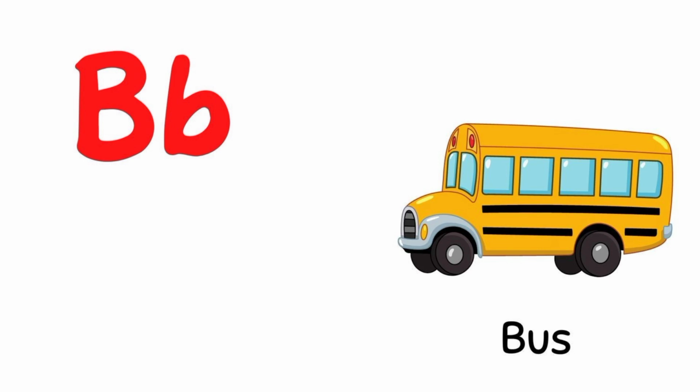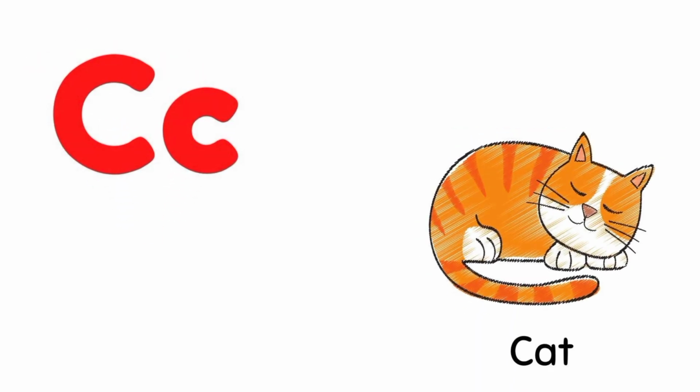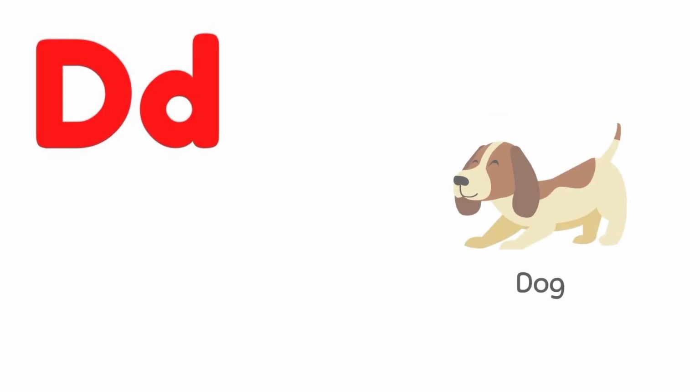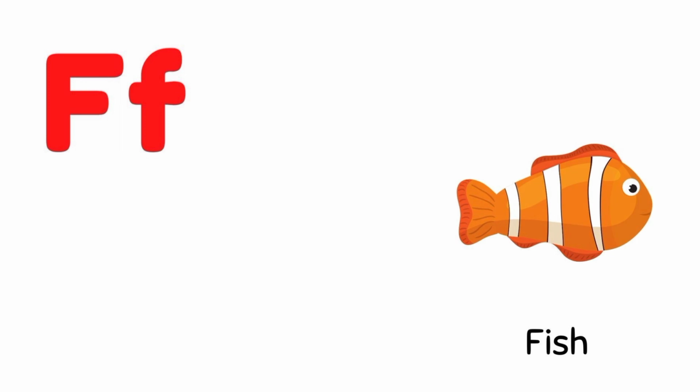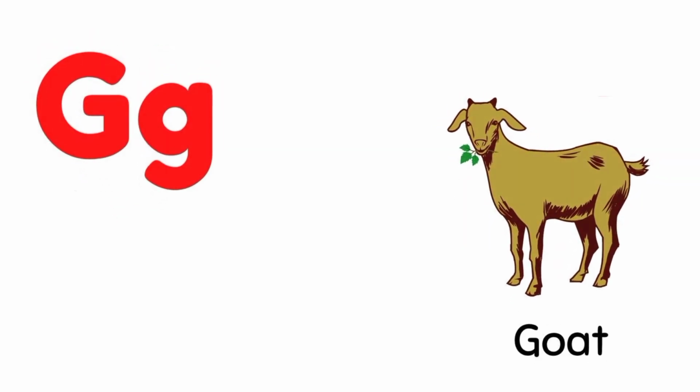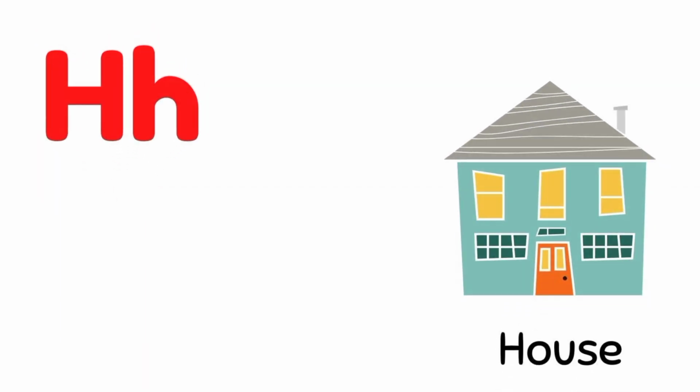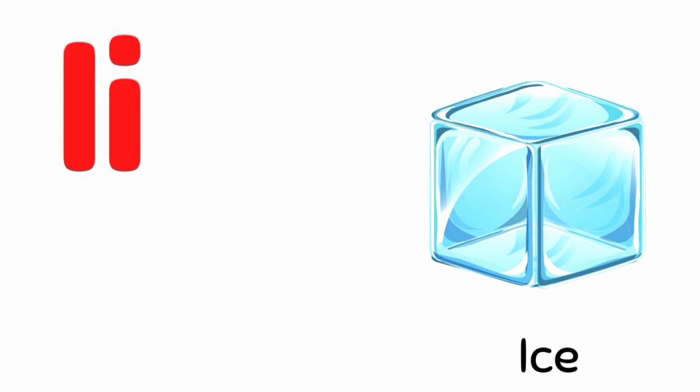Bus. C. C for cat. D. D for dog. E. E for egg. F. F for fish. G. G for goat. H. H for house. I. I for ice. J.